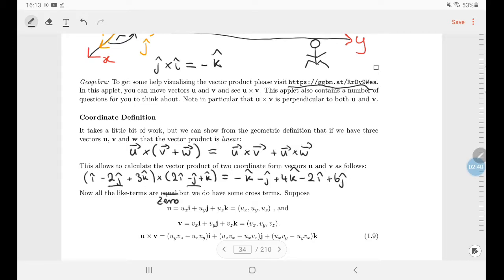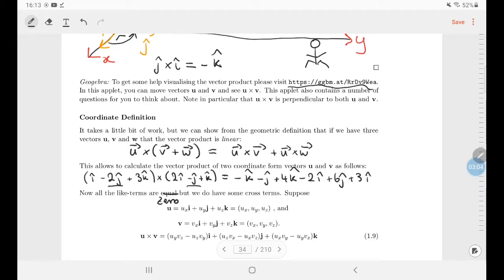This actually isn't the worst way of doing it, to be honest. We won't do it this way, but it's not the worst way of doing it. 3k cross minus j. Now k cross j. Now you have to multiply in the right order, of course. You can't do j by 3k. It has to be 3k by j. And k cross j is minus i. So you get 3 by minus 1 is minus 3, by minus i is plus 3i.